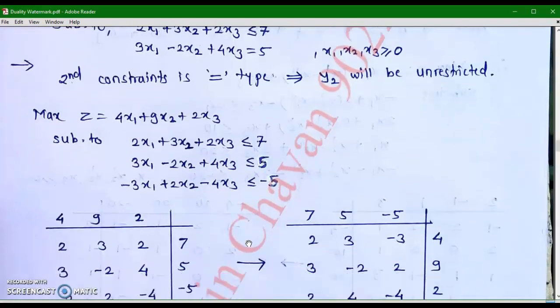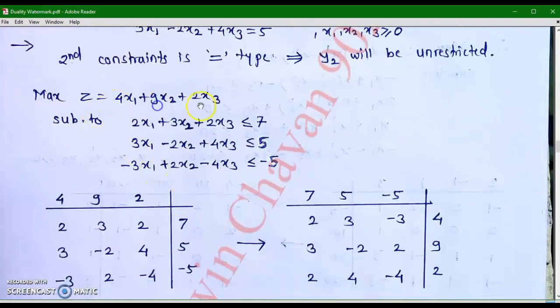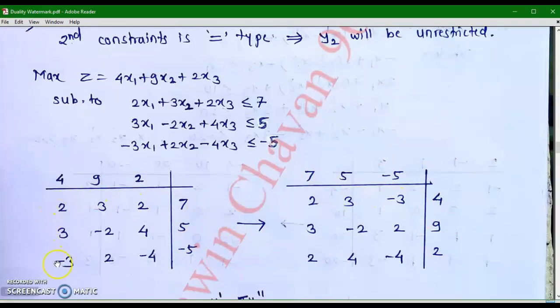While writing its matrix form, we have 4, 9 and 2 as the top element, 7, 5 and minus 5 as the rightmost column. In its dual, we get 4, 9, 2 as the rightmost column and 7, 5, minus 5 as the top row. Whereas the matrix transpose will be taken, 2, 3, 2 becomes 2, 3, 2 as the first column, and the second row and third row become the second and third column respectively. Okay, now let's write its dual.